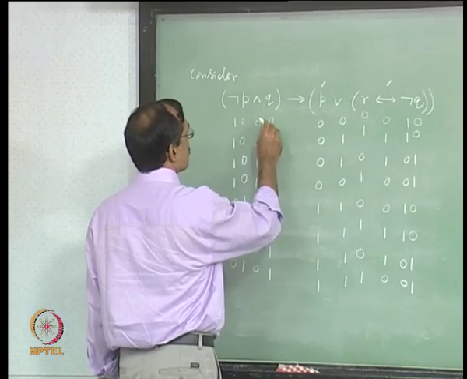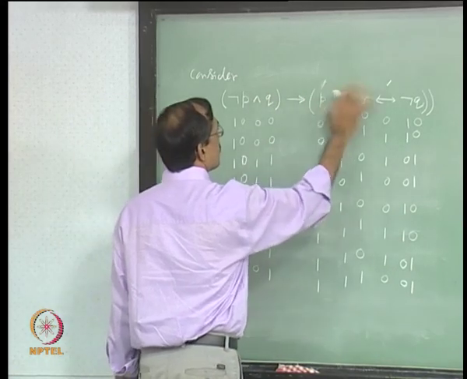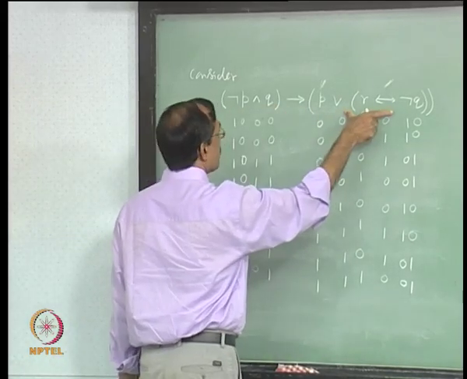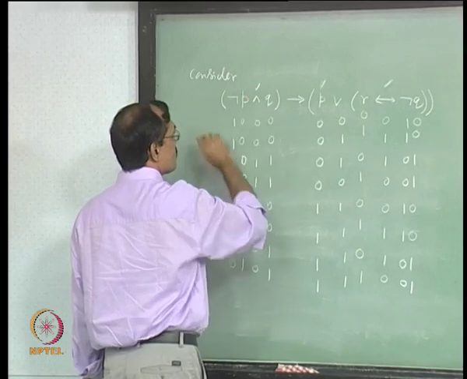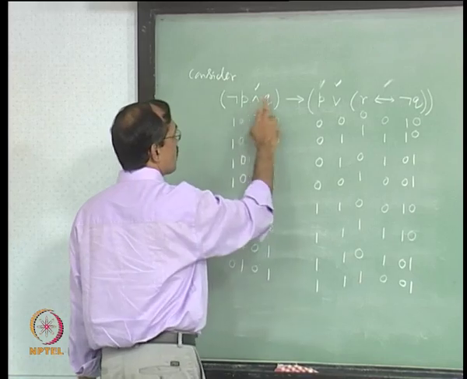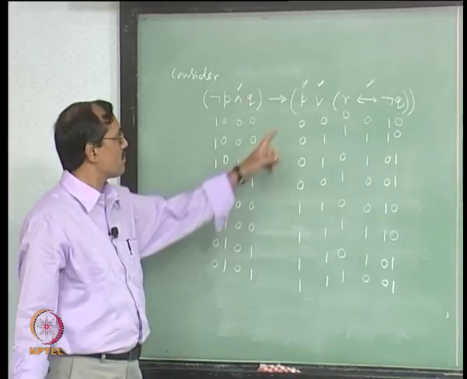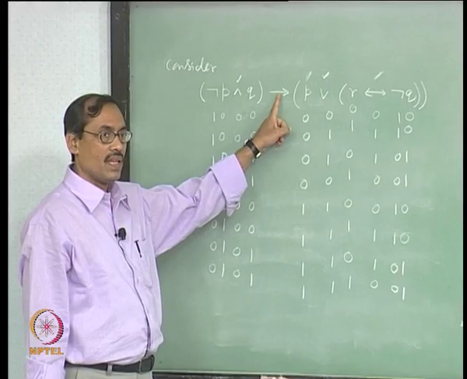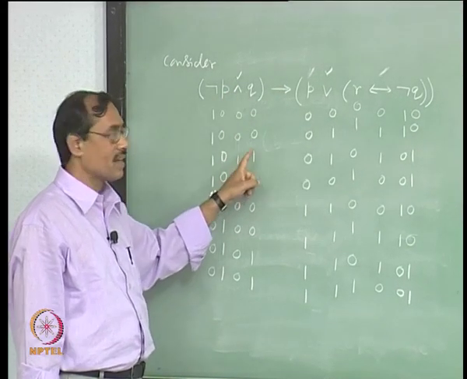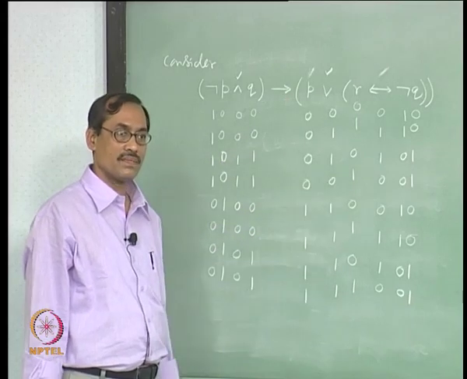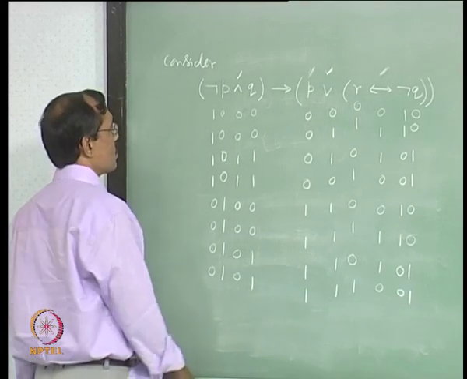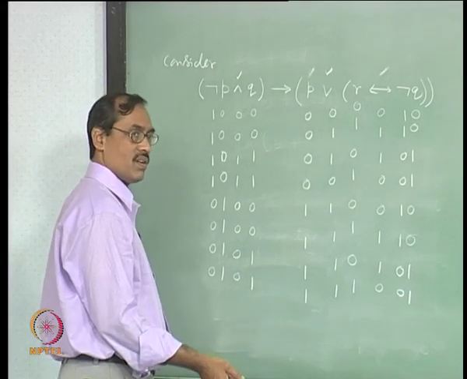Next, we have the implication between this whole thing and this whole thing. This whole thing is written under this column and this valuation is written under this column. So, these two columns we have to take and perform the implication. Implication is 0 when its antecedent is 1 and consequent is 0, right. All other cases it is 1. So, you have to search for 1 0, give that 0, all others will become 1.